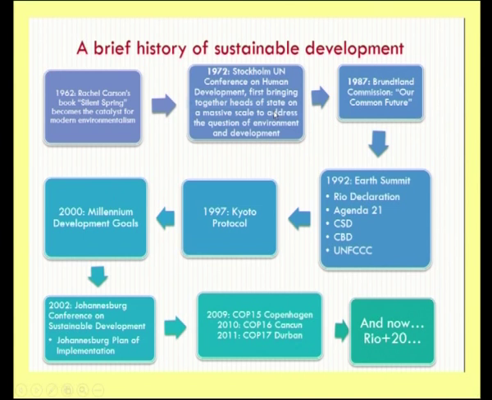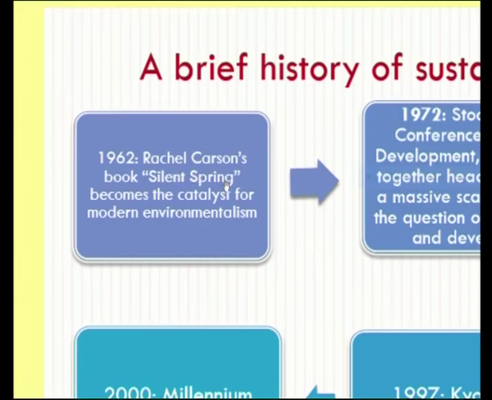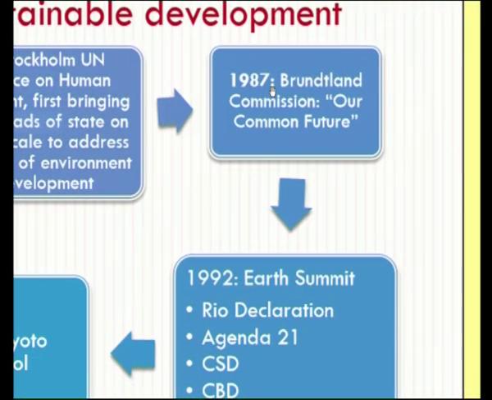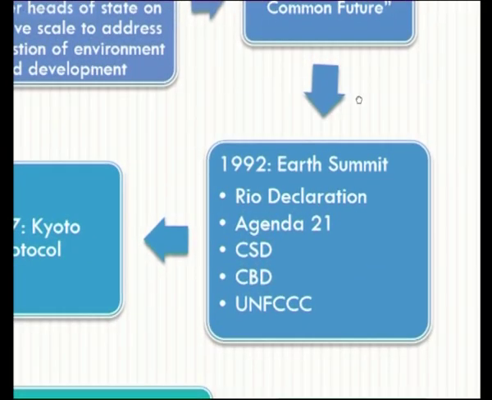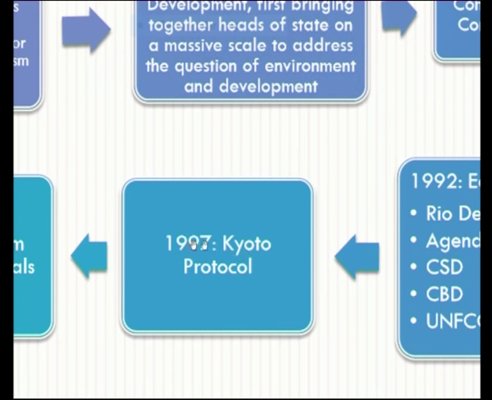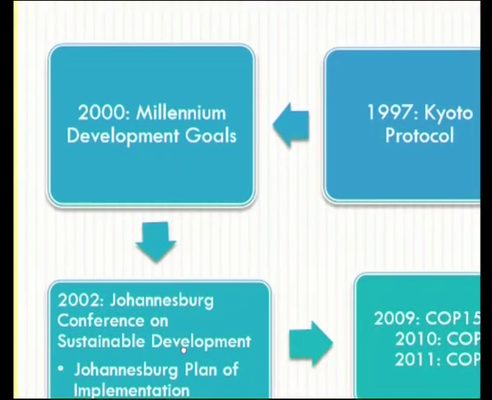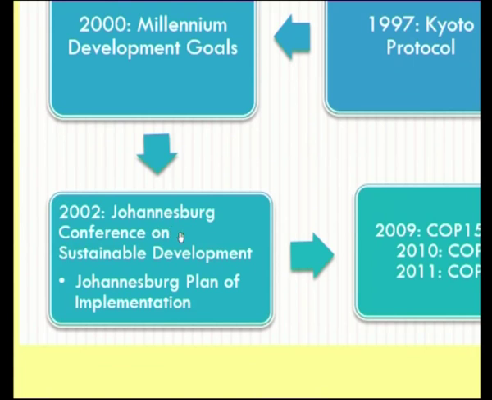We have already discussed the various conferences which had been conducted throughout. So, 1962 Rachel Carson's book The Silent Spring, it is the starting point, and 72 the Stockholm Conference, 87 the Brundtland Commission, Our Common Future, and 92 the Earth Summit at Rio de Janeiro, and it is dealing with the Agenda 21, CSD, CBD, UNFCCC and all. And the 1997 Kyoto Protocol, and that is talking very much about biodiversity, and 2000 the Millennium Development Goals or MDG, and in 2002 the Johannesburg Conference, it is sometimes called the Rio Plus 10 Conference, and it talks about the implementation of the previous Rio Conference.